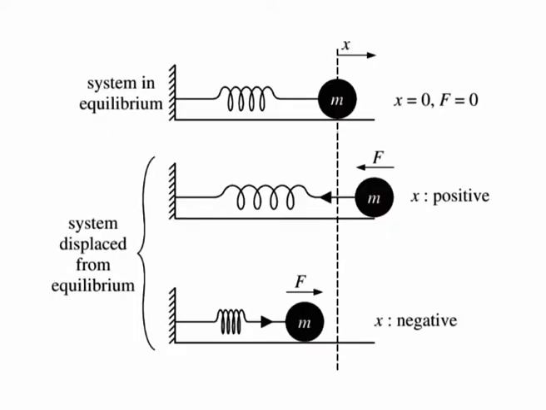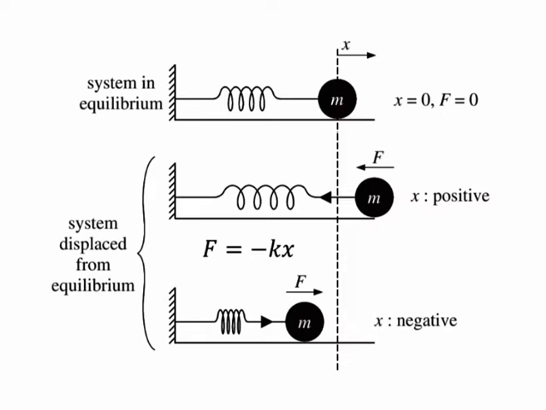When the spring is extended, that is, x is positive, the force acts in the opposite direction to x to pull the mass back to the equilibrium position. Similarly, when the spring is compressed, that is, x is negative, the force again acts in the opposite direction to x to push the mass back to the equilibrium position. We can therefore write F is equal to minus kx. Here, the minus sign indicates that the force always acts in the opposite direction to the displacement.